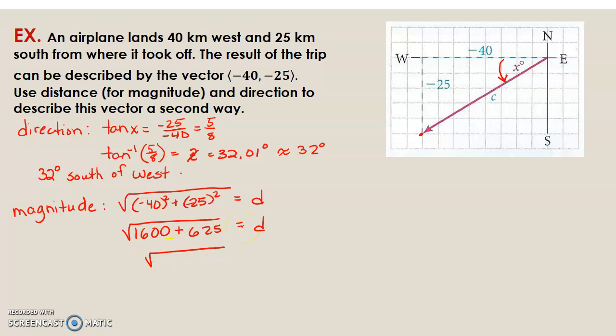And you have the square root of 2225. The square root of 2225 is approximately 47.2. That is the magnitude of that vector.